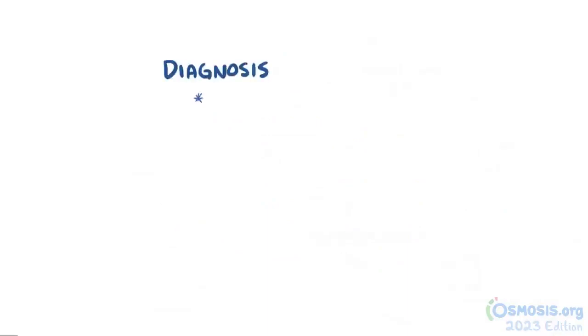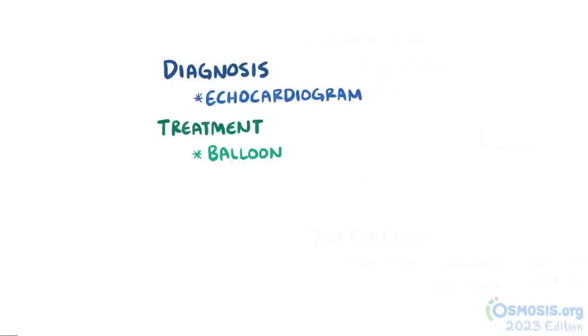Diagnosis is usually done with an echocardiogram, and treatment of pulmonic valve stenosis usually involves a balloon valvuloplasty, which means that a balloon is inserted and then inflated to open up the narrow valve, and ultimately allow more blood to flow through it.